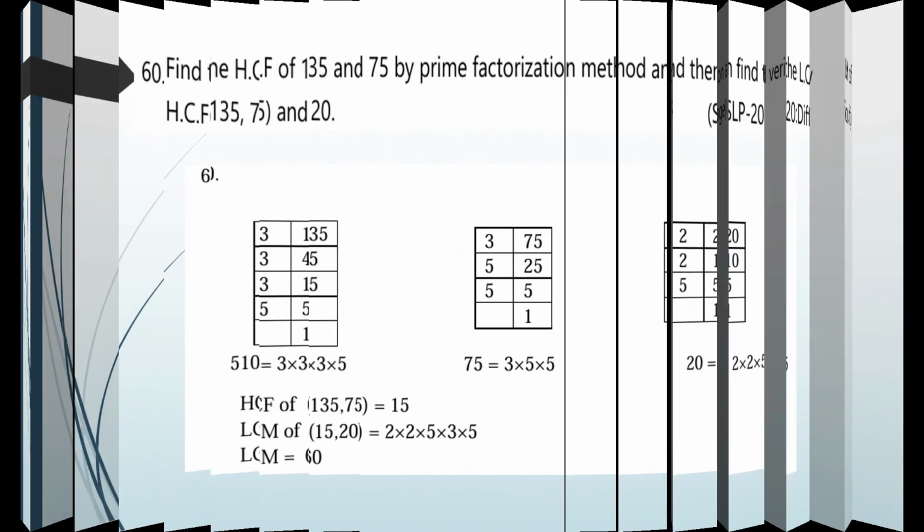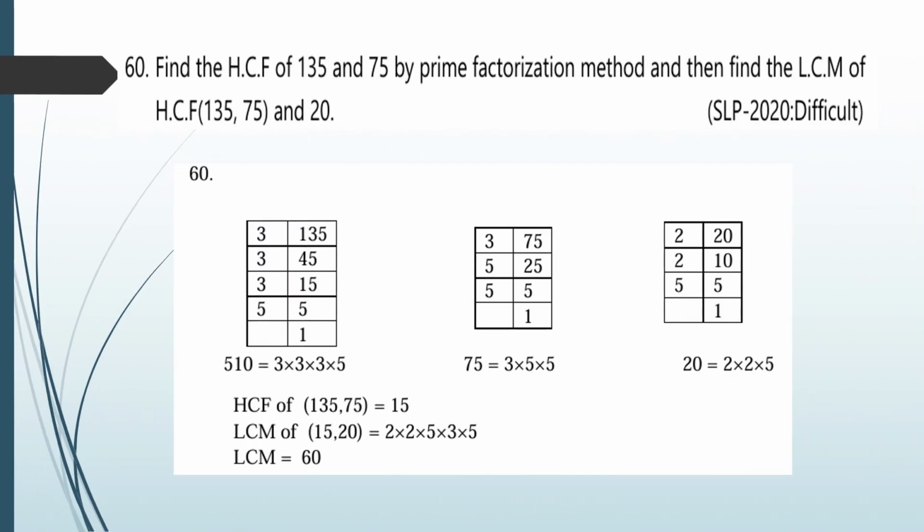Question number 60. Find the HCF of 135 and 75 by prime factorization method and then find the LCM of 135, 75 and 20. So here again you have to do the prime factorization method for 3 numbers: 135, 75 and one more, 20. In the 59th, 58th, 57th questions we took only 2 numbers. Here we have 3 numbers. After that you have to find the LCM and HCF.